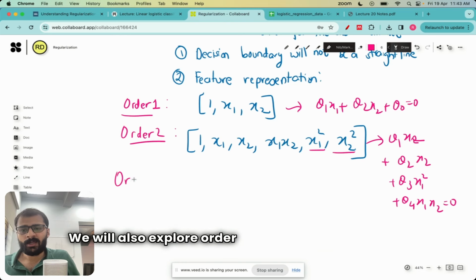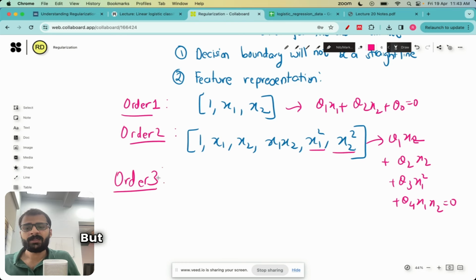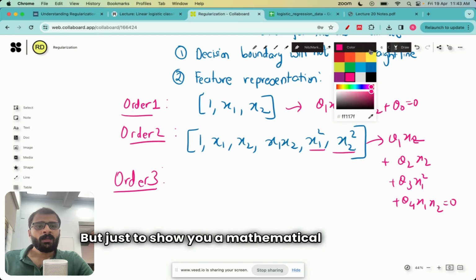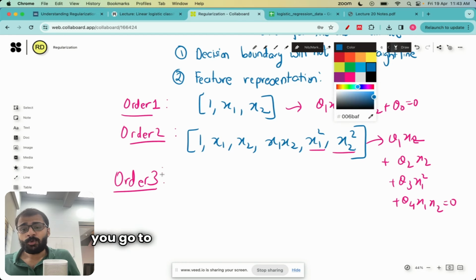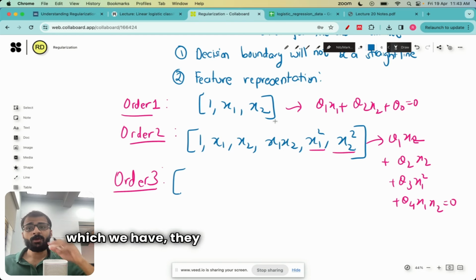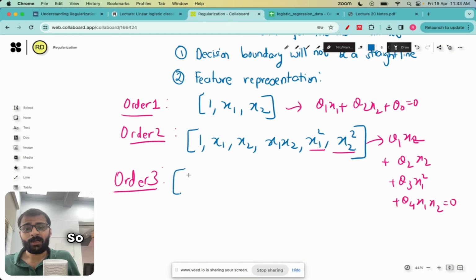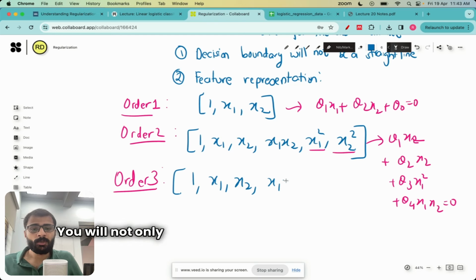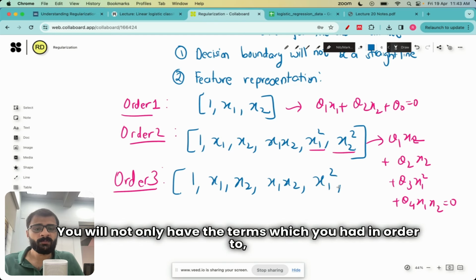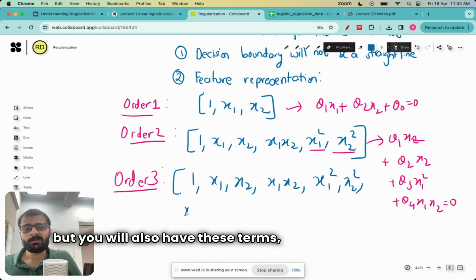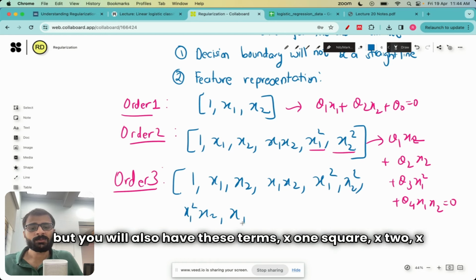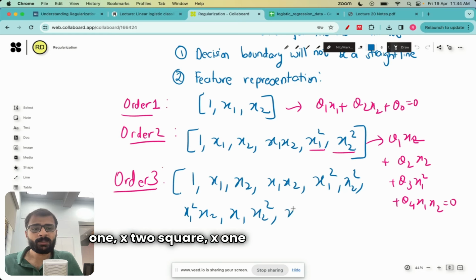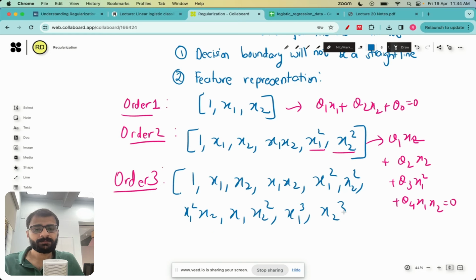We will also explore higher orders in our code, but just to show you a mathematical version, as you go to higher orders, the number of terms increases exponentially. Right now in order 2 we had how many terms? 3, 4, 5, 6, right? In order 3 you will have many more terms. You will not only have the terms which you had in order 2, but you will also have x1 square x2, x1 x2 square, x1 cube, and x2 cube. These are 9 terms.